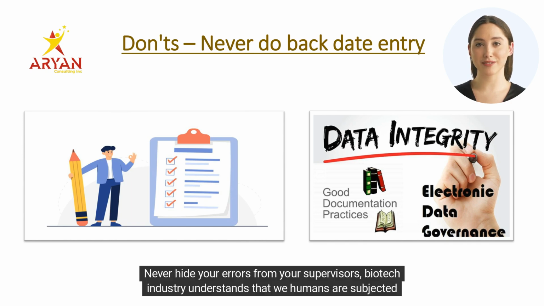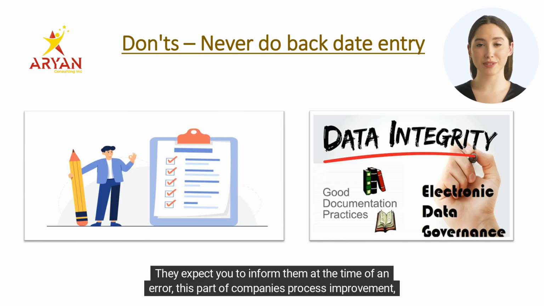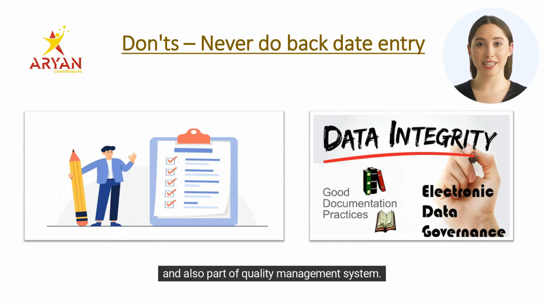Never hide your errors from your supervisors. The biotech industry understands that we humans are subject to making manual errors. They expect you to inform them at the time of an error. This is part of the company's process improvement and also part of the quality management system.